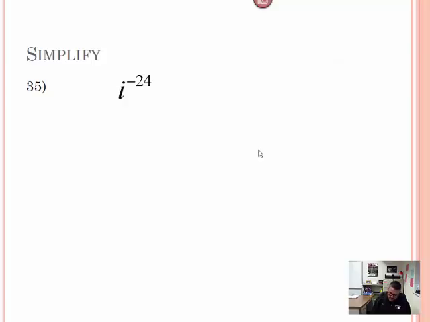So i to the negative 24th. Well, first of all, you need to rewrite it with positive exponents. So this is the same thing as 1 over i to the 24th. And then I know that this equals 1 over i to the 4th raised to the 6th. i to the 4th is 1, 1 to the 6th is 1, 1 over 1 gives me 1.